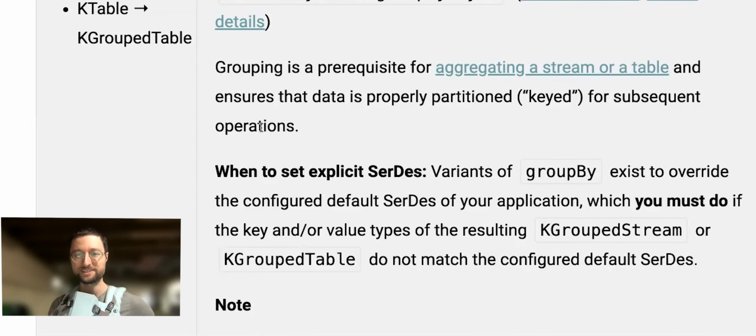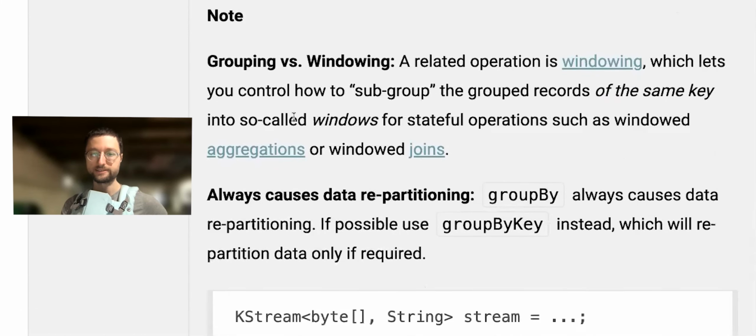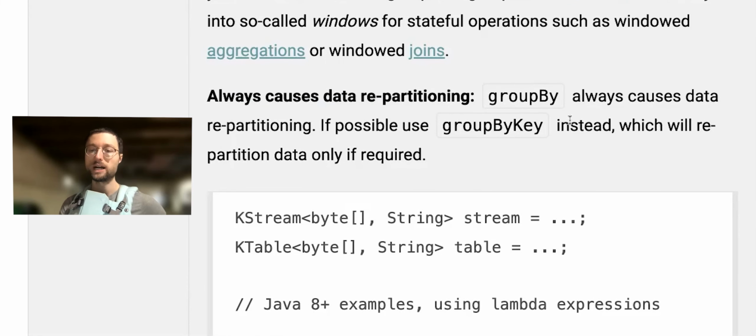This documentation is long enough. Grouping is a prerequisite for aggregating a stream or a table and ensures that data is properly partitioned, keyed for subsequent operations. Okay, that's the same as the previous section, GroupByKey. So is this, and so is this, and this is different. GroupBy always causes data repartitioning. Yes. If possible, use GroupByKey instead, which will repartition data only if required.